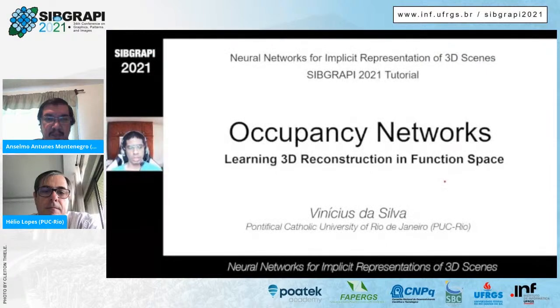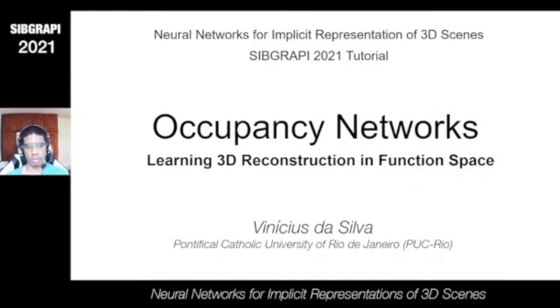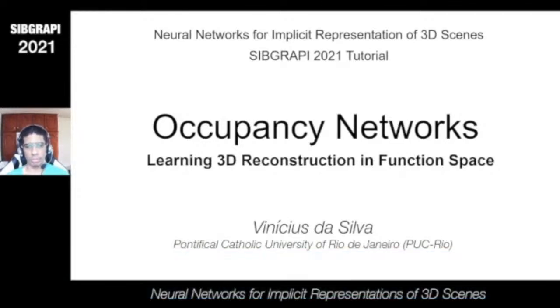So continuing the tutorial Neural Networks for Implicit Representation of 3D Scenes for SIBGRAPI 2021. I'm Vinícius da Silva, and I'll be presenting Occupancy Networks, Learning 3D Reconstruction in Function Space. This is one of the first papers to present this idea of using implicit models that are represented by trained neural networks.